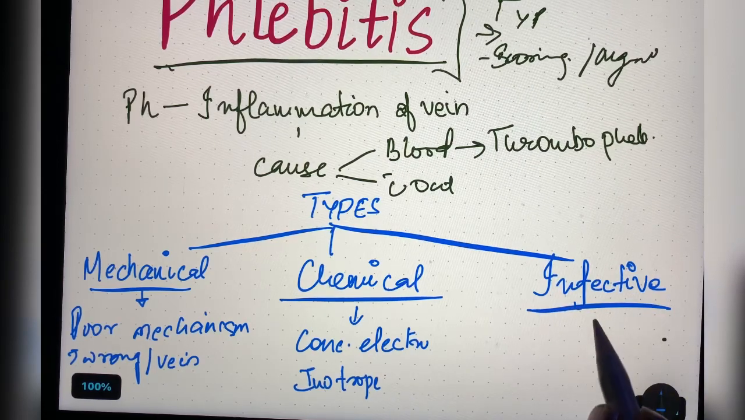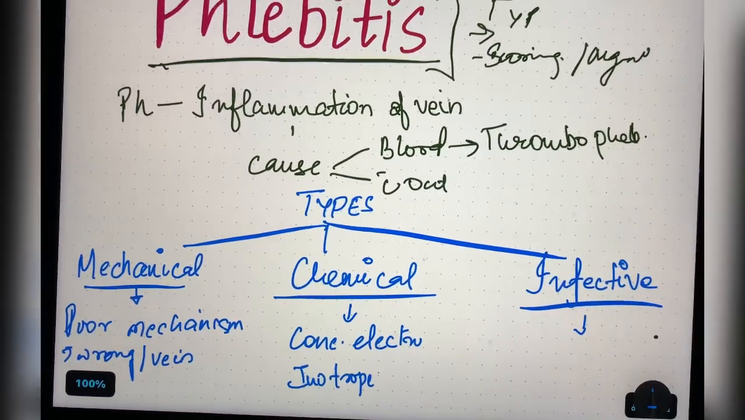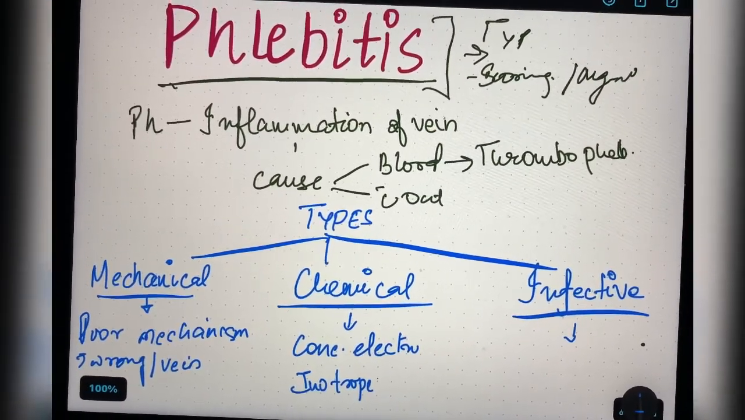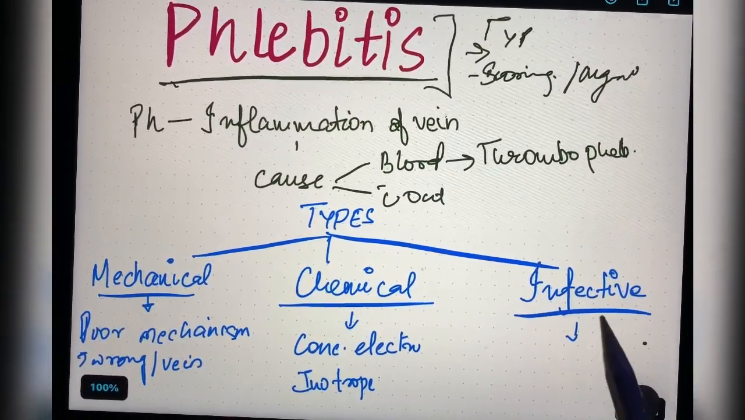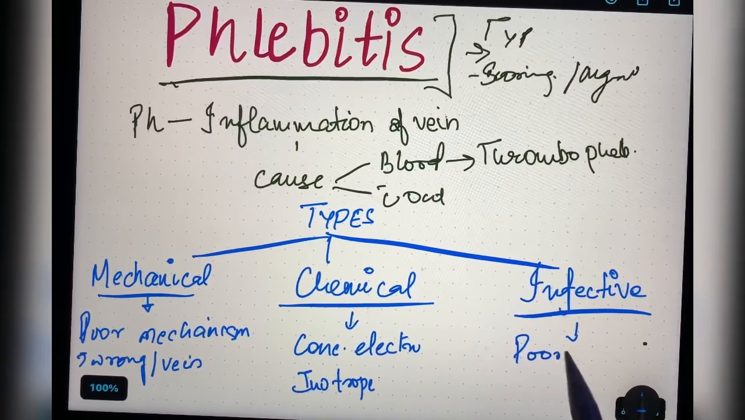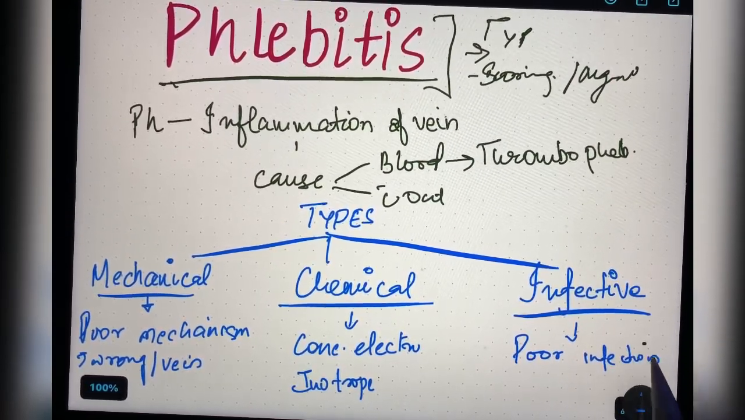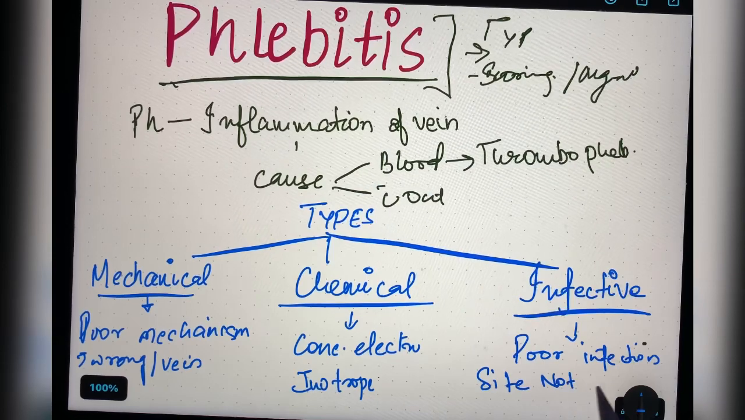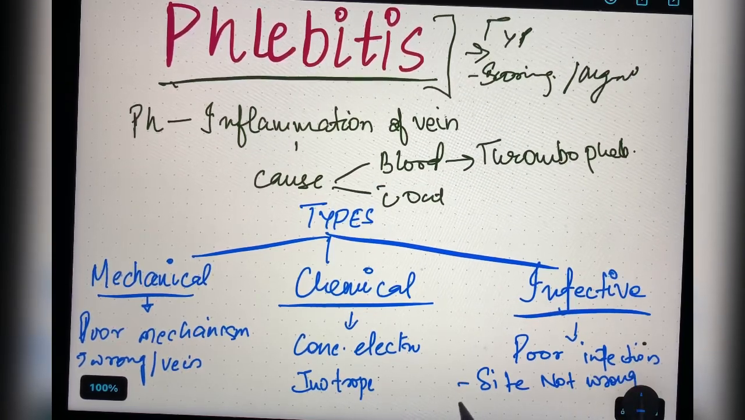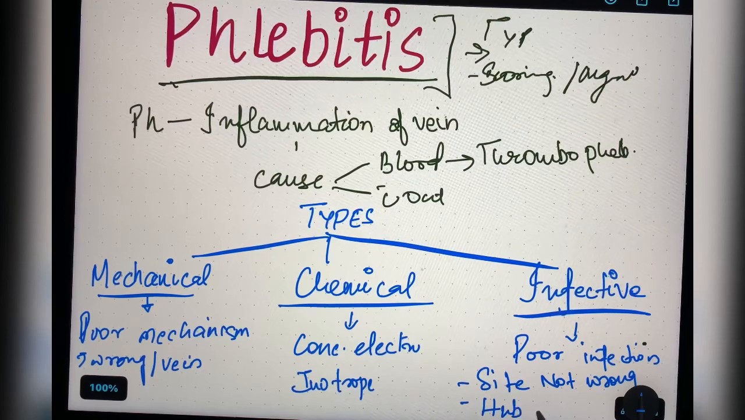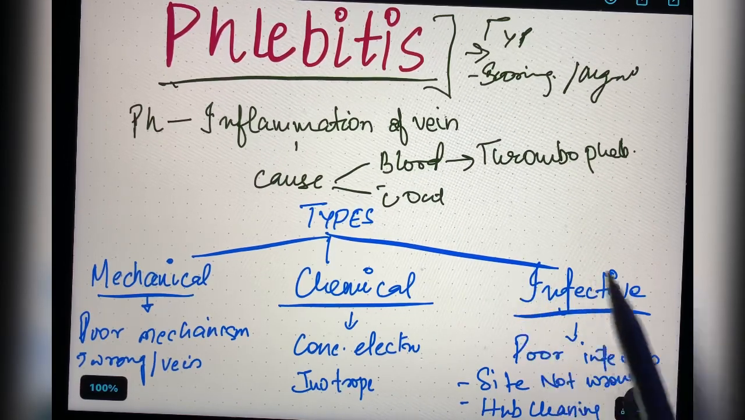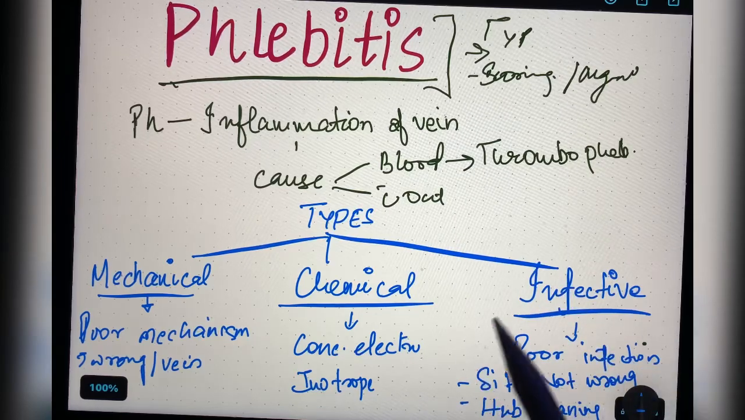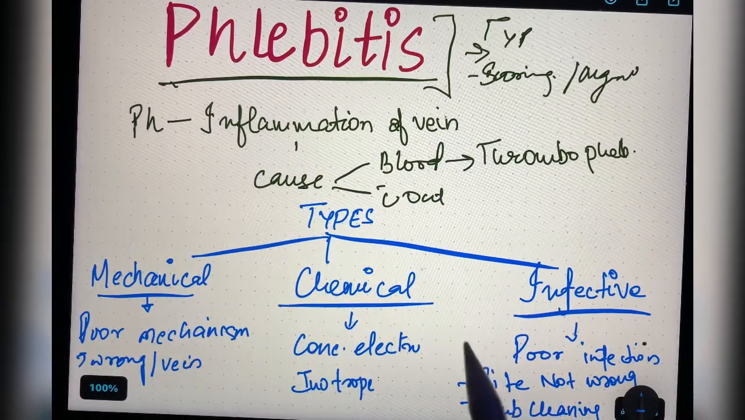The third type of phlebitis is infective phlebitis. Infective phlebitis, as the name tells, is because of poor infection control practices. Suppose during the insertion of the IV cannula the site cleaning was not done, or the person giving medication has not performed hub cleaning measures, or the person doing the IV cannulation has not done hand hygiene. Because of that, the patient may develop infective phlebitis, that is nothing but infection. So these are the different types of phlebitis.